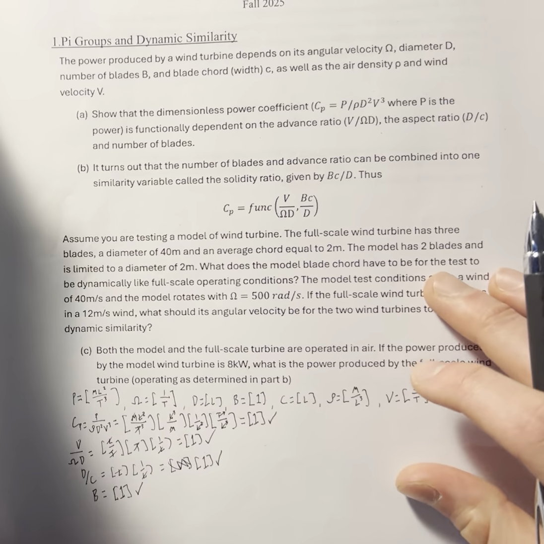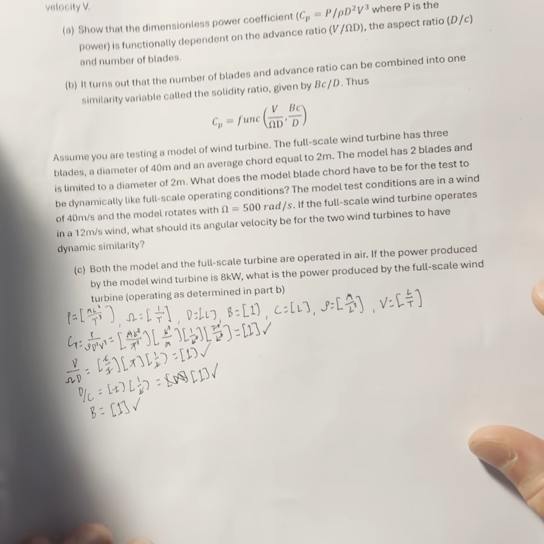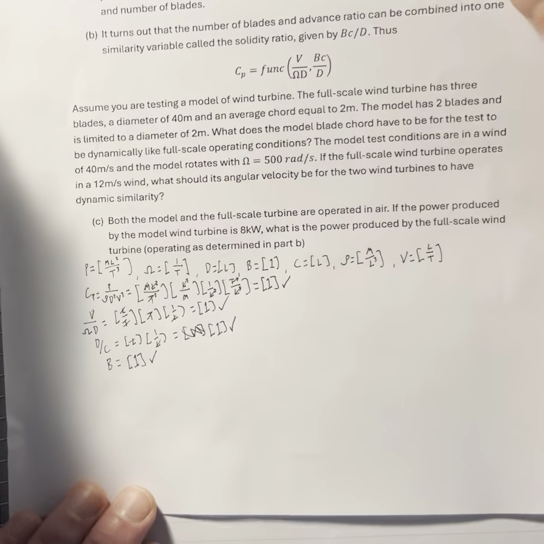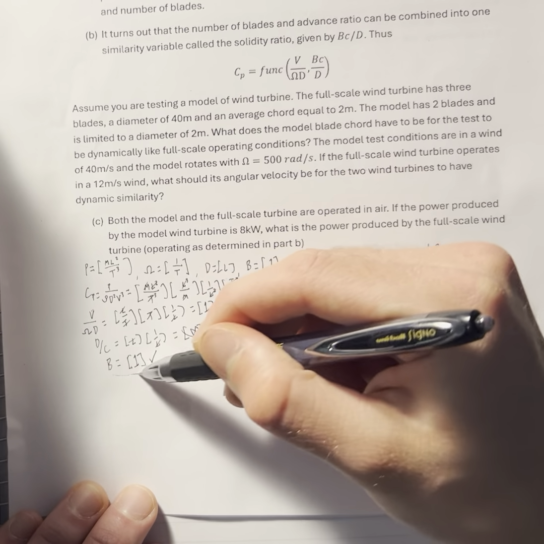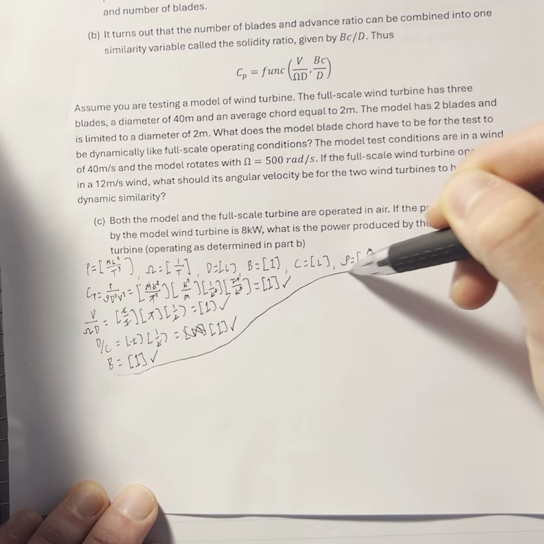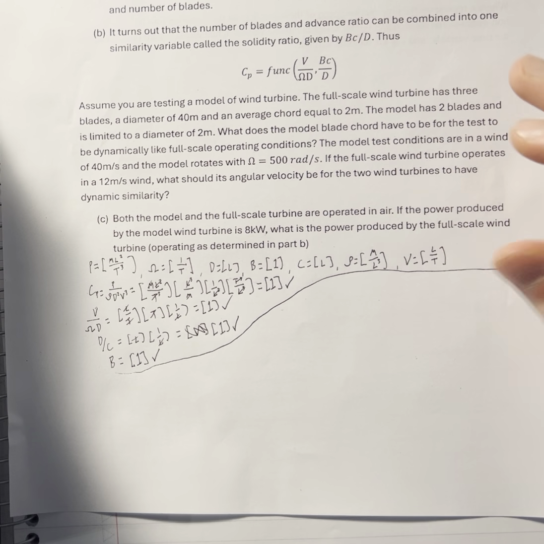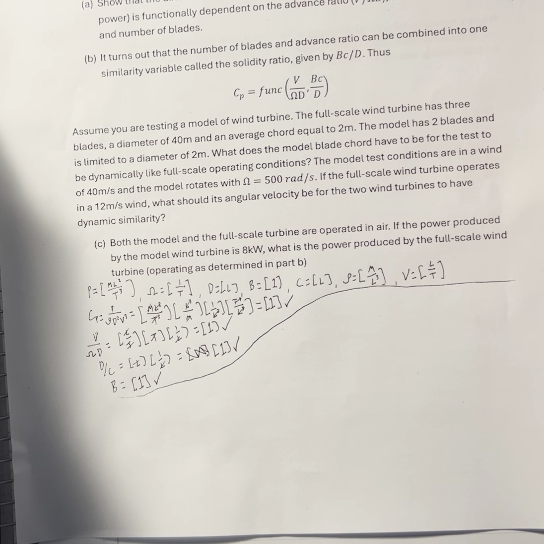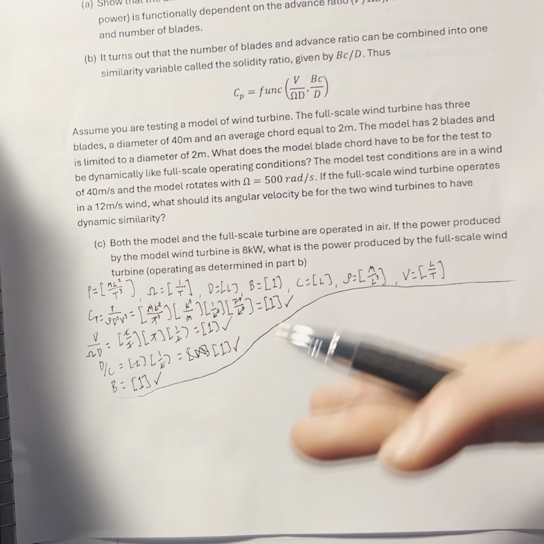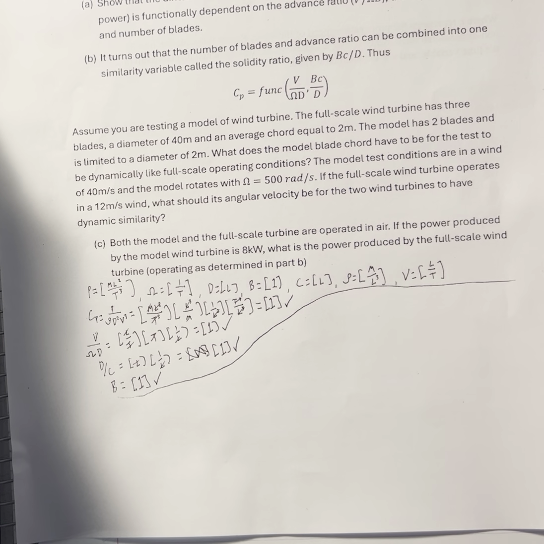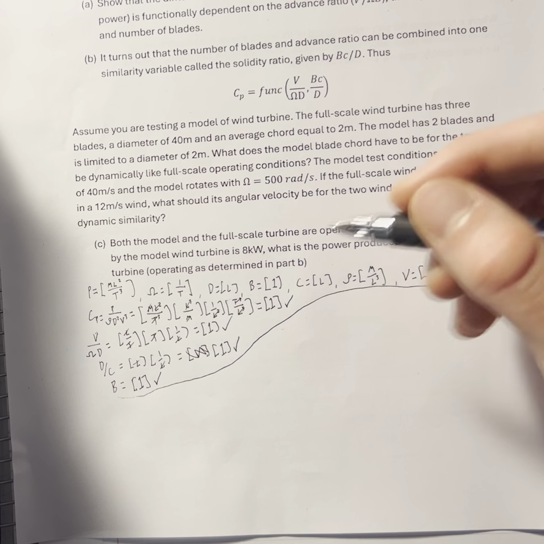All right, so for this part, we're going to be matching these pi groups and making this scenario dynamically similar. I'll just draw a line to separate this. So we need to match these pi groups, we need to match these numbers to make the dynamics of the problem from the prototype to the model similar, so we can go about testing this model and make sure that the physics of it will align correctly with the full-scale model.